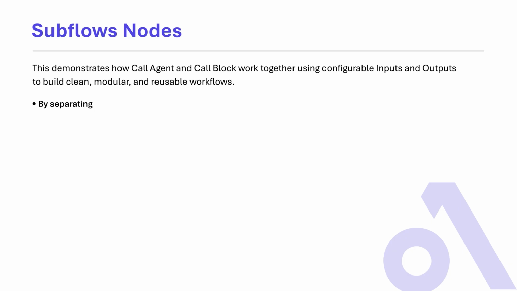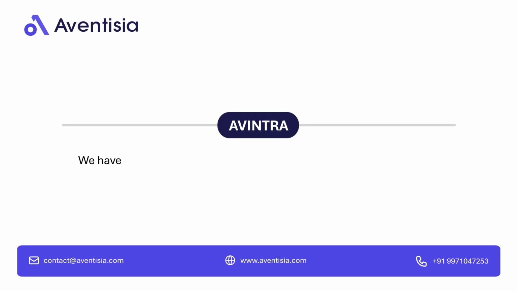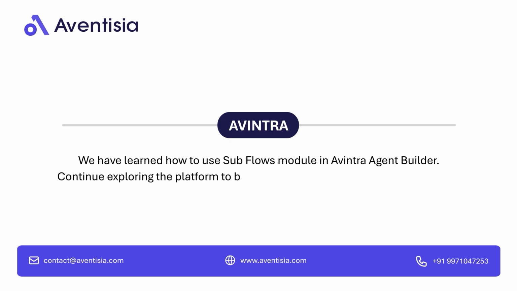By separating AI processing into an automation agent and Excel automation into a reusable block, the main workflow remains simple, easy to maintain, and easy to reuse across multiple business processes. We have learned how to use Subflow's module and Avintra Agent Builder. Continue exploring the platform to build more intelligent automation workflows.